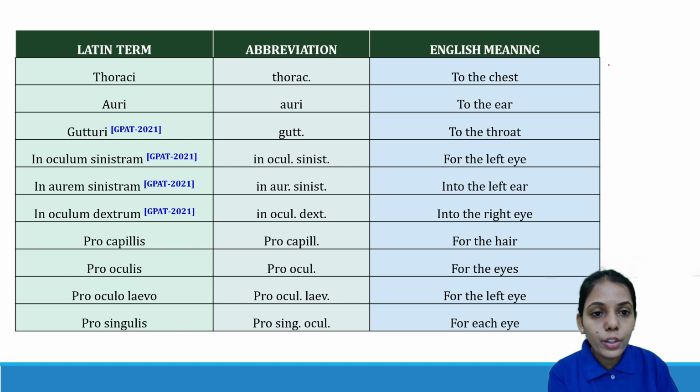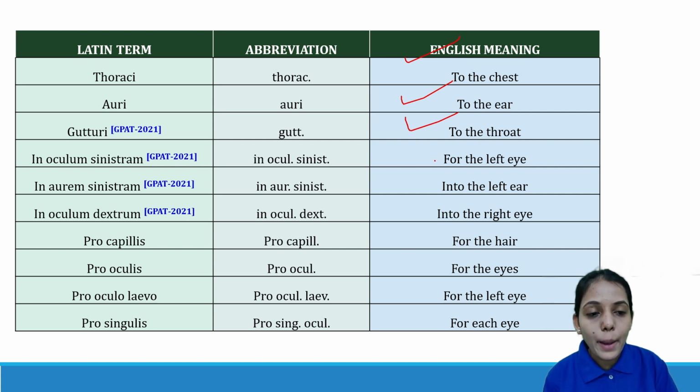Auri, related to ear, to the ear. Chest is thoracic or thorac. Gutturi, to the throat. That is the reason, we have already seen, whenever it was throat, gutturi was there, right? So that is nothing but to the throat also.